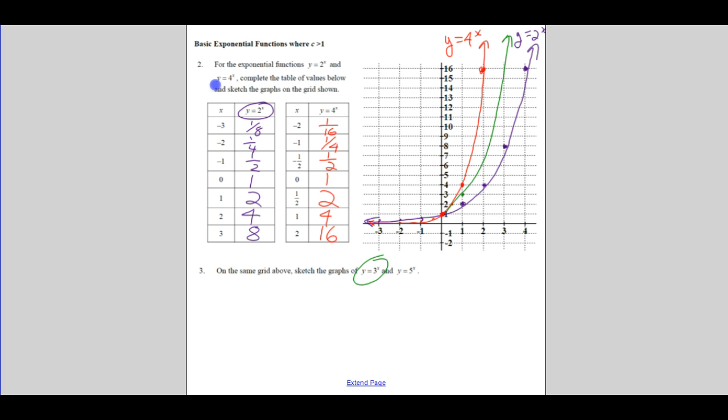How about on the left side? Is it between them or? Still going to be between, right? It's going to drop, but it won't drop as fast as 4 to the x. Remember, 4 to the negative 1 is 1/4. 3 to the negative 1 is 1/3. So it's just going to go in between.